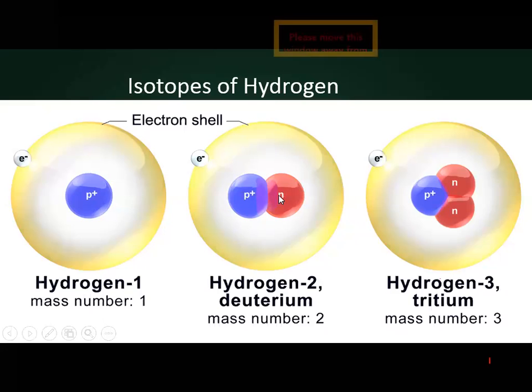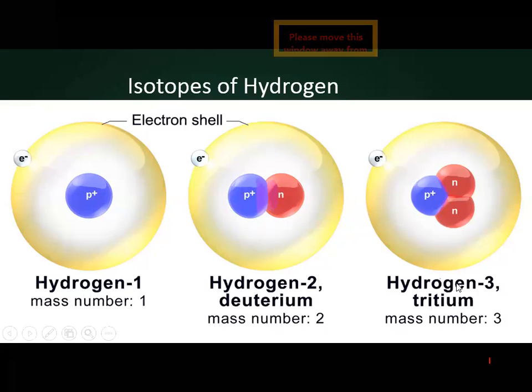When we add them both, it becomes 2. So the mass number depends upon the number of protons plus the number of neutrons. Means when we add both the numbers of protons and neutrons, we get the mass number. If the number of protons is less than the number of neutrons, it is called an isotope.